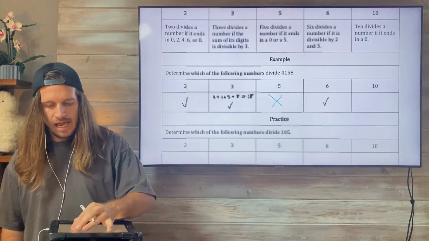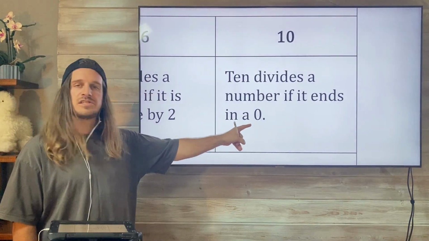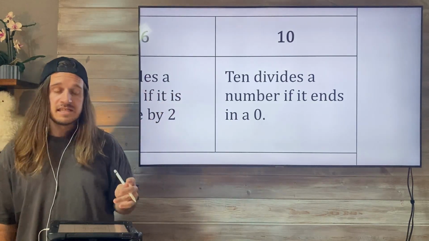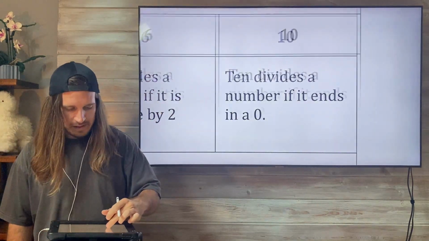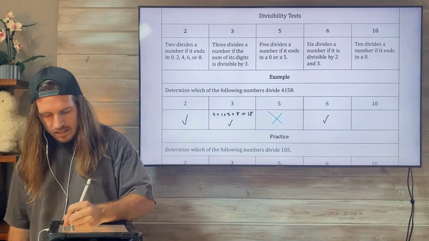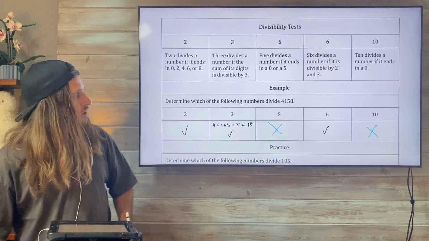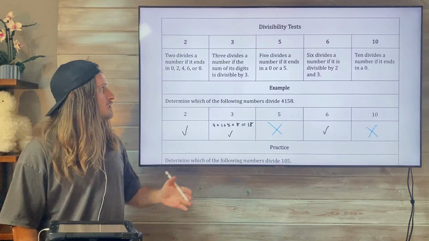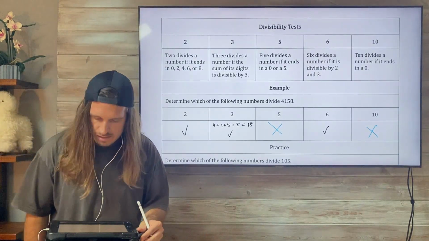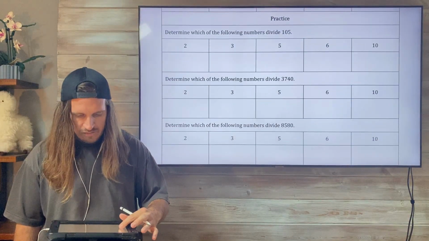And then lastly, how do you know if a number is divisible by 10 just by looking at it? If it ends in a 0. If a number ends in a 0, it is divisible by 10. So 4,158 does not end in a 0. So those are the ways you can figure out if a number is divisible by 2, 3, 5, 6, or 10.